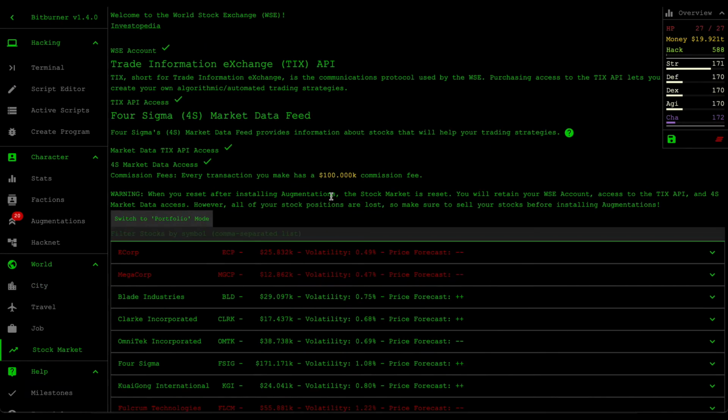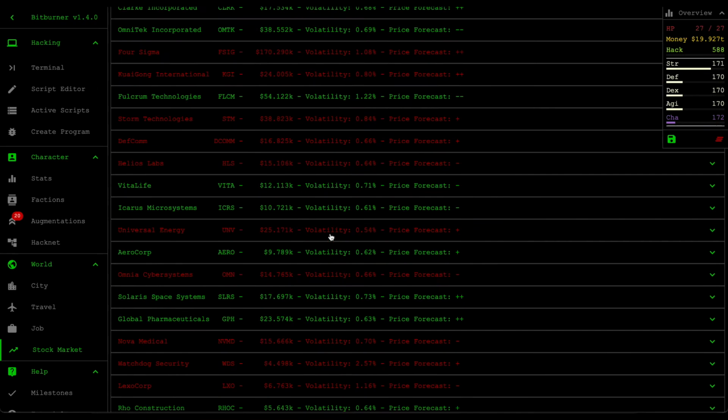Obviously your screen wouldn't look like this when you first start, mainly because I went ahead and purchased everything that I needed from this World Stock Exchange. If you've been following this series quite closely, then you should have enough to actually purchase everything within this menu, just so that it looks like this.